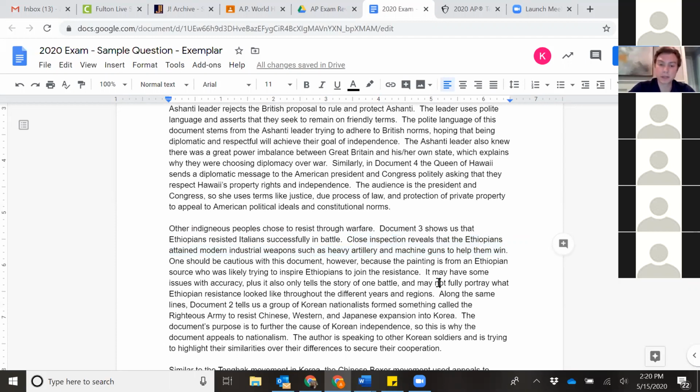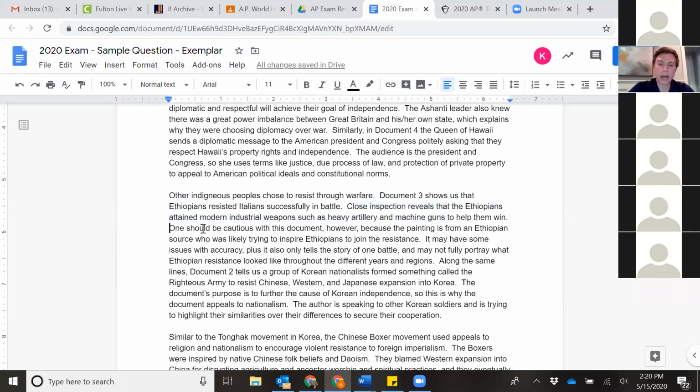How would you source something like this? So I wrote it this way. One should be cautious with this document, however. Why? You could have said, because the painting is from an Ethiopian source who is likely trying to inspire Ethiopians to join the resistance. Maybe he made it look like Ethiopia was more successful than they really were in the battle. Okay.